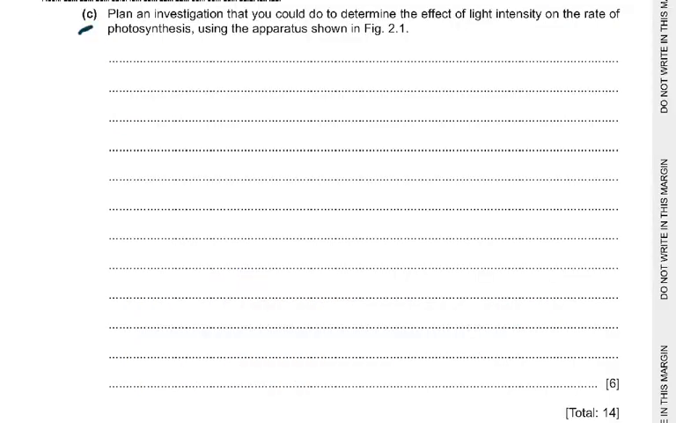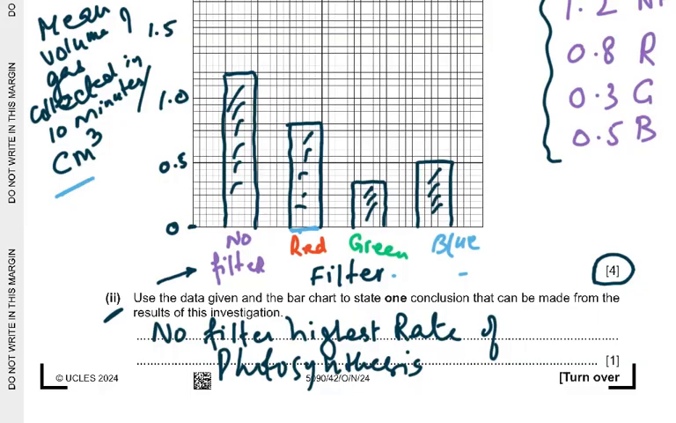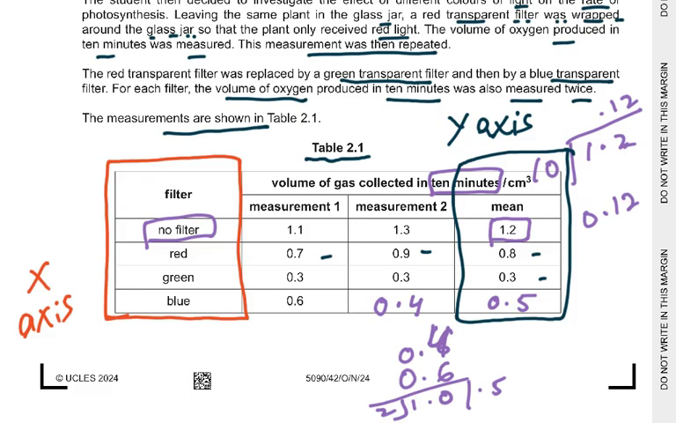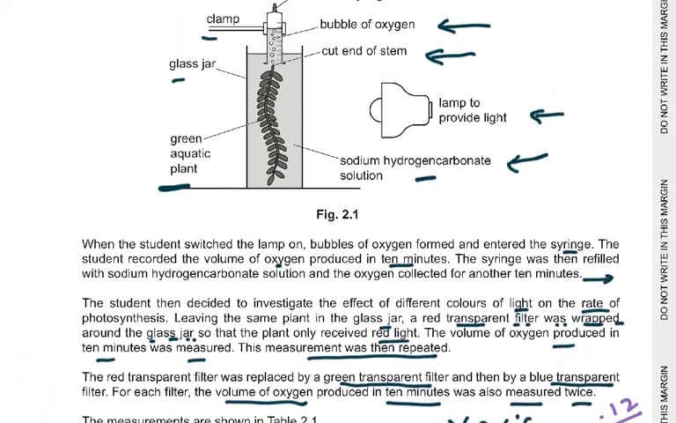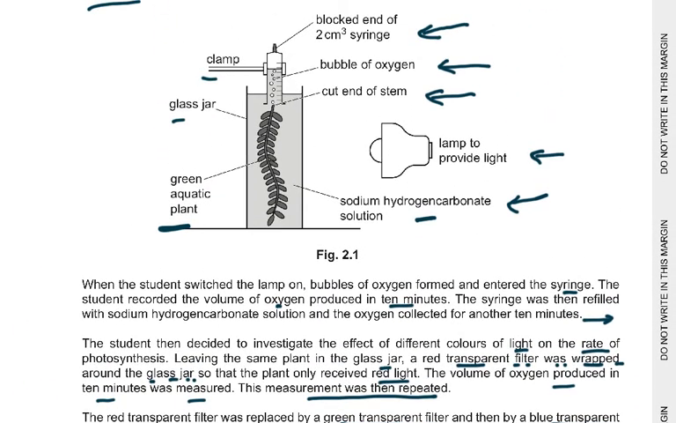Then coming to part C of the question, plan an investigation that you could do to determine the effect of light intensity on the rate of photosynthesis using the apparatus shown in figure 2.1. So same apparatus that we have here. And this of course would mean that you would not change the apparatus, you would use this apparatus which has been given in figure 2.1.